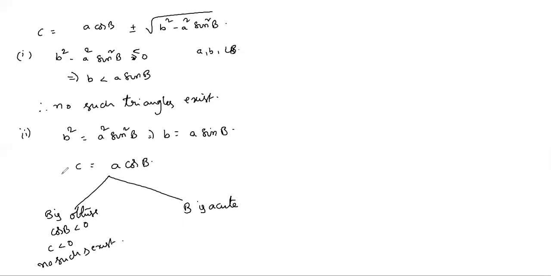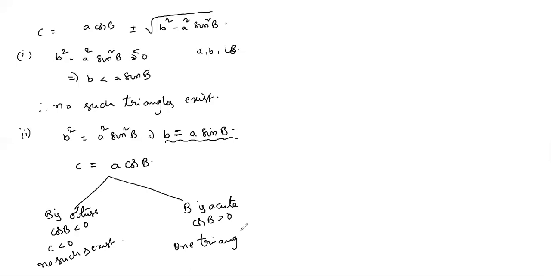So what are the cases? If C equals A cos B, B equals A sin B, and B is obtuse, in that case also no such triangle exists. If B is acute, cos B is positive. So in that case, C equals A cos B, so one value of C exists, which means one triangle exists.